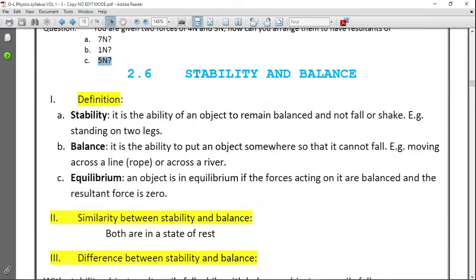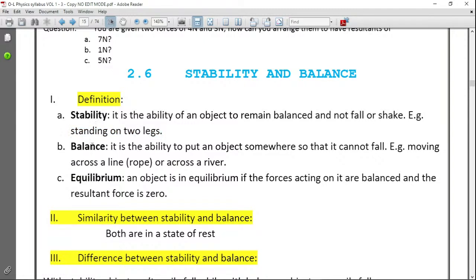So this chapter 2 ends with stability and balance. Stability is the ability of an object to remain balanced and not fall or shake. For example, standing on 2 legs, you are stable. Now, with this stability, if a small force pushes the thing, you will still be standing. For example, you are standing and a child comes and pushes you. You can still stand. You can just shake a bit and you will just be standing.